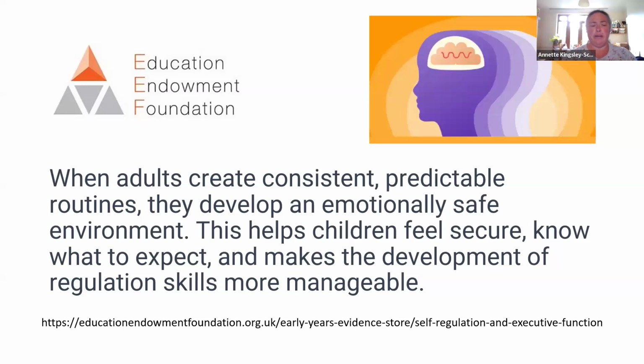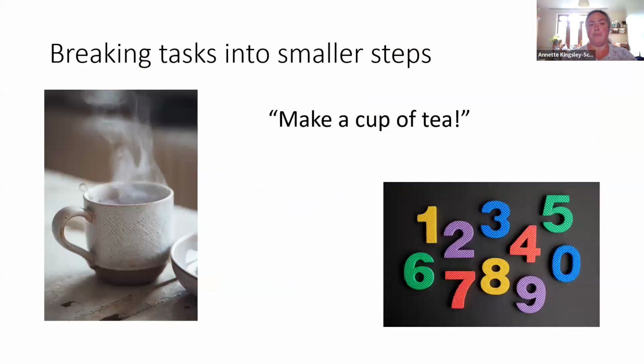So the Education Endowment Foundation tells us when adults create consistent, predictable routines, they develop an emotionally safe environment. This helps children feel secure, know what to expect, and makes the development of regulation skills more manageable. And you can find more about this, and you'll get the slides and the links should hopefully work.